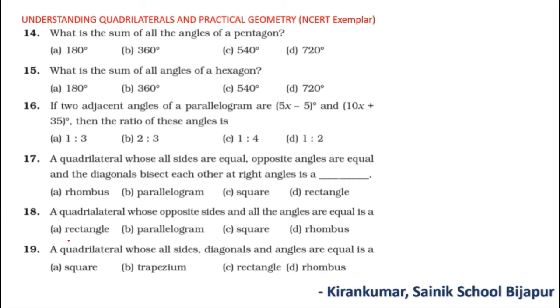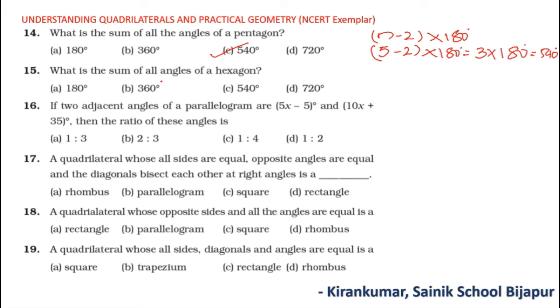Question 14. What is the sum of all the angles of a pentagon? A pentagon has 5 sides, so we have the formula (n minus 2) into 180 degrees. For a pentagon, it is (5 minus 2) into 180 degrees. So it is 3 times 180, which is 540 degrees. So the right answer is option C, 540 degrees.